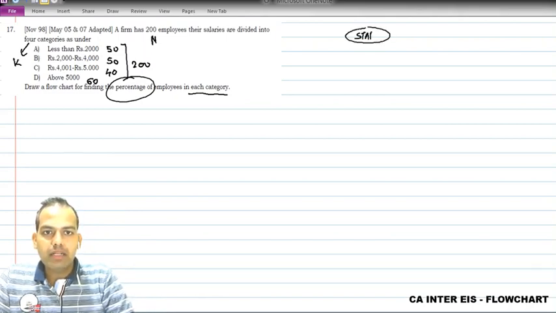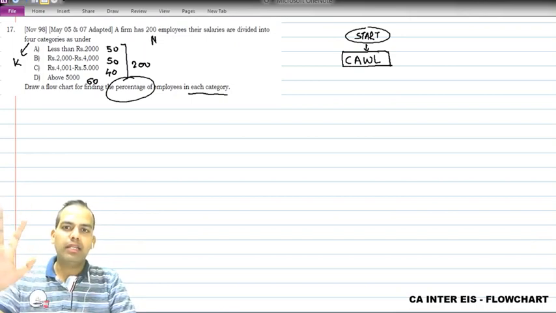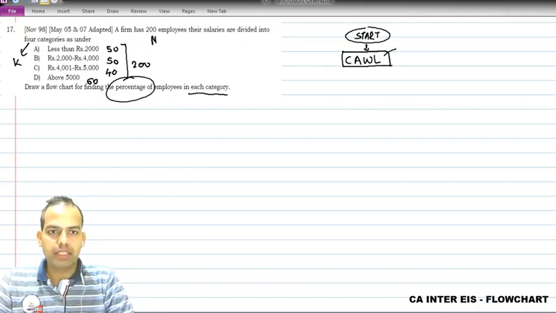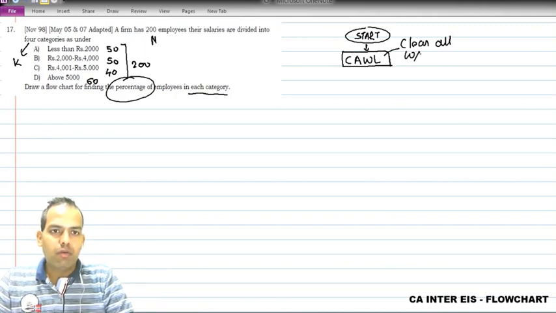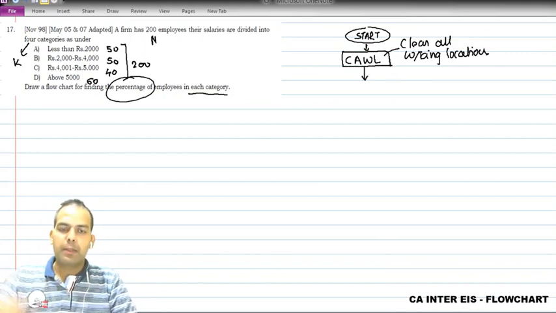So first is the start. By now everyone has understood. I'm modifying a little bit. One thing I'm adding here is clear all working locations. So whatever is on the screen will be cleaned and the program will start afresh. This is a very important function, clear all working locations. So I'm writing what it is, clear all working locations. Whatever I used in the earlier programs, everything will be cleared now. Now the program will actually start.